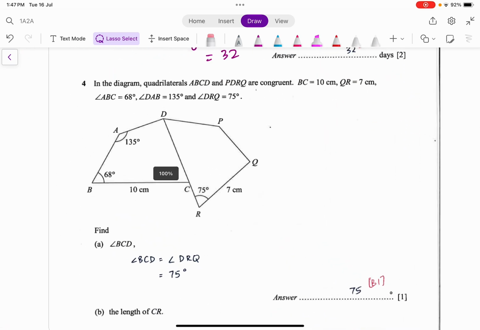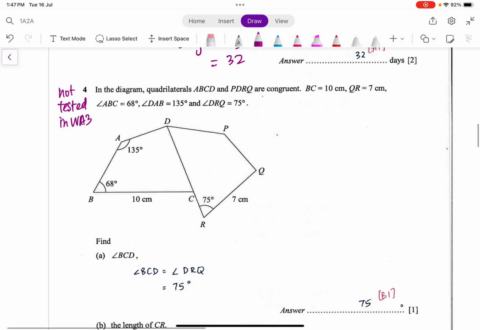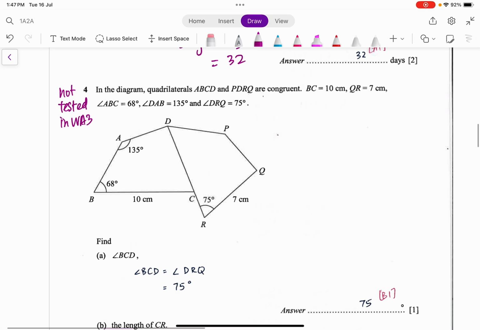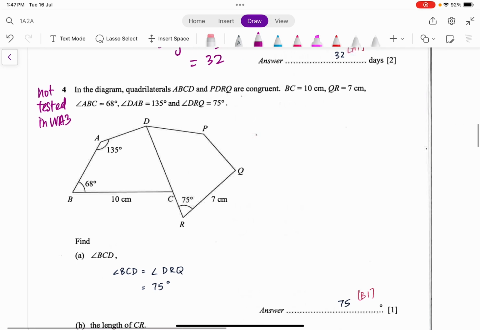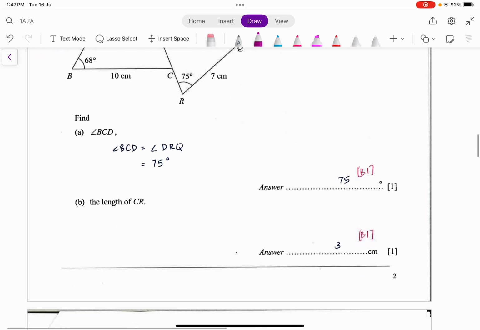Okay, question 4 is on congruent figures, but it's not tested in WA, right? Not tested in WA3. Actually already tested in WA2. So I think you have no issues doing this lah. Okay, this one is tested in WA2. So you can check your answers, you should get these 2 answers.